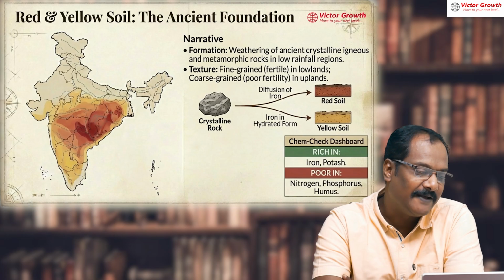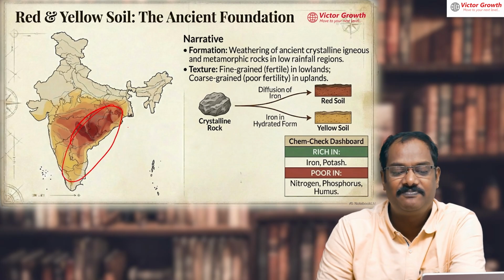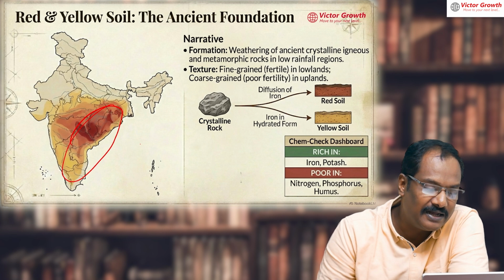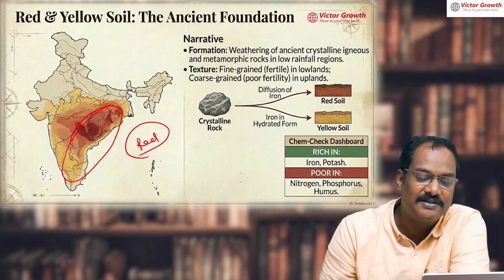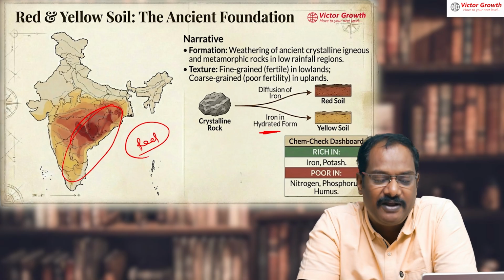That is a common underlining. Okay. Red and yellow soil is found in the Eastern Peninsula region. Normally they are red in color. Please write down: normally red in color. When it is hydrated, that is when you pour water into it, it becomes yellow.